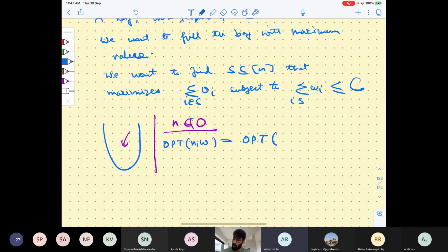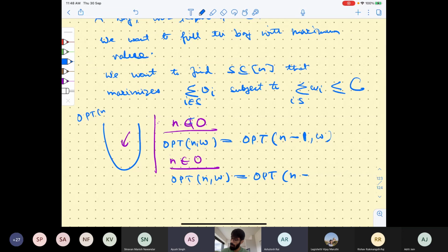Tell me. If n does not belong to the optimum solution, then what is opt of n comma W? The subproblems are going to be the same, because the capacity is going to decrease. Here it does not matter, so this is going to be opt of n minus 1 comma W, like last time. But if n belongs to O, then opt of n comma W is opt of n minus 1 comma W minus Wn, plus Vn. Yeah, plus Vn. Sorry, thank you.